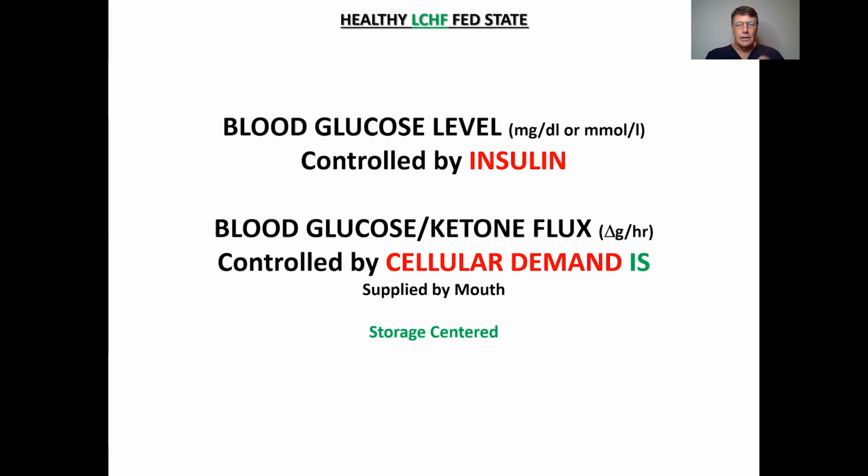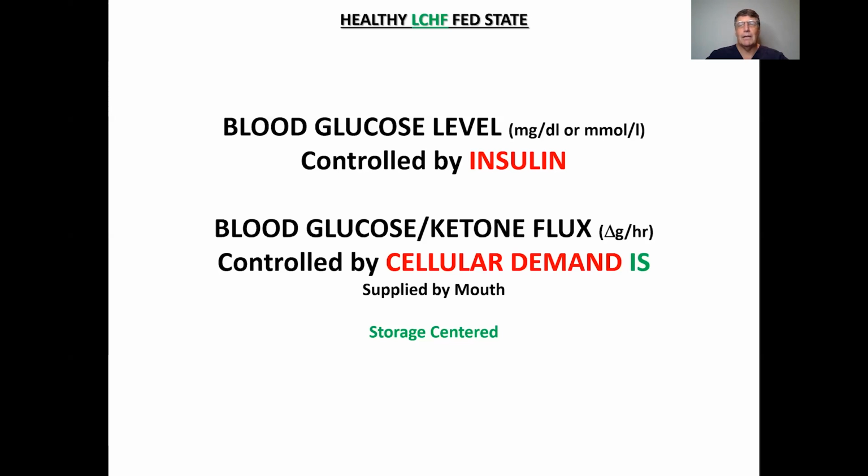Now, under those conditions, our blood glucose-ketone flux changes. So our blood sugar goes up, our ketones go way, way down, not to zero, but way, way down. And the amount to which the sugar rises is still controlled by cellular demand, but now the cellular demand by the liver cells is much greater. But cellular demand still controls blood sugar and the flux of sugar.